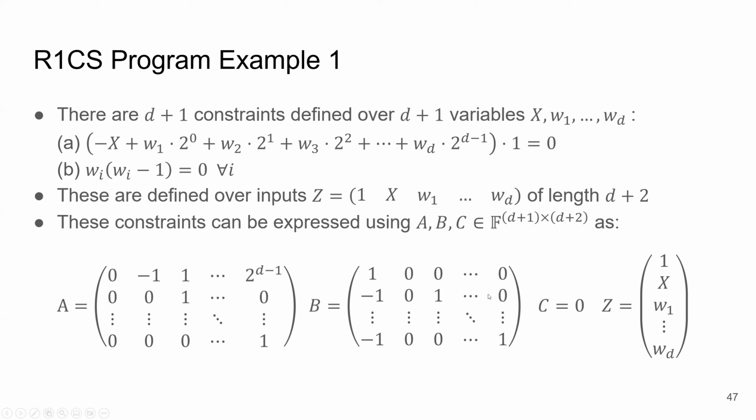For matrix B, the only terms that appear in the second part of this multiplication are the scalar, which is multiplied by -1, so we get a -1 here, and W1, which has a coefficient of 1, so a 1 goes here. Everything else is 0.